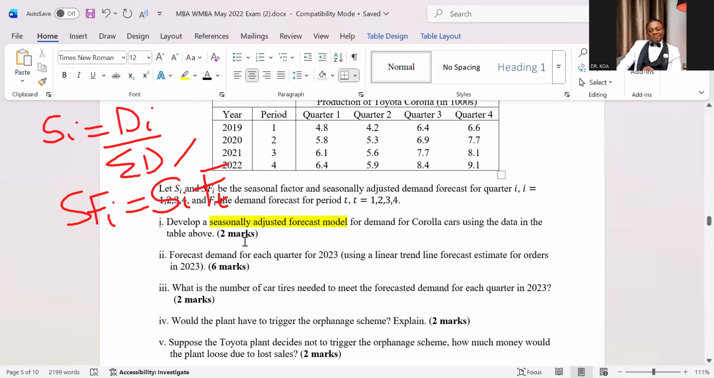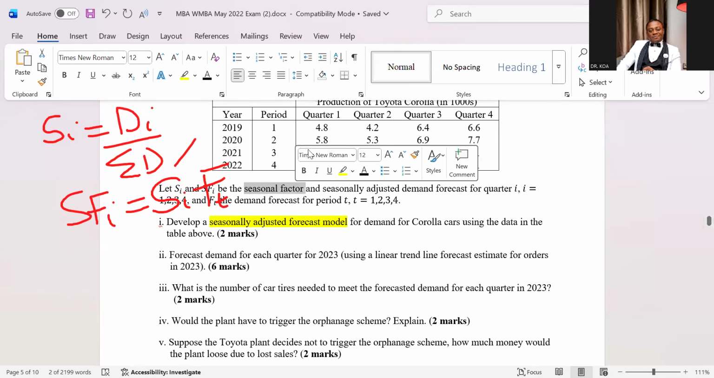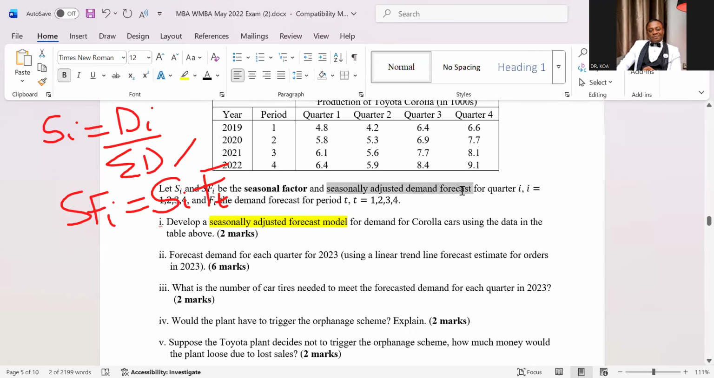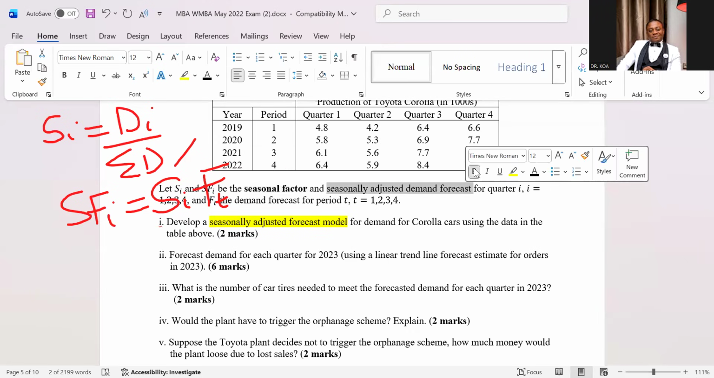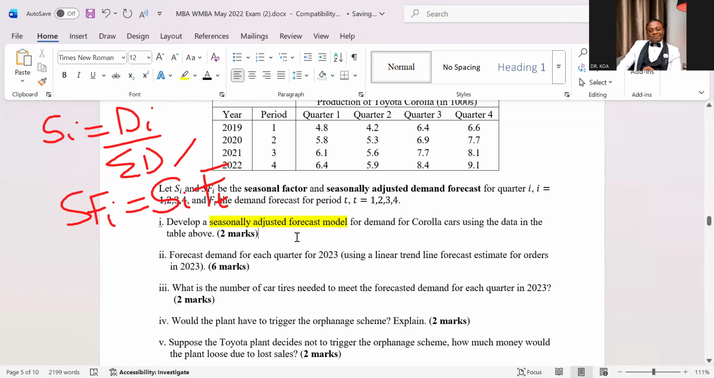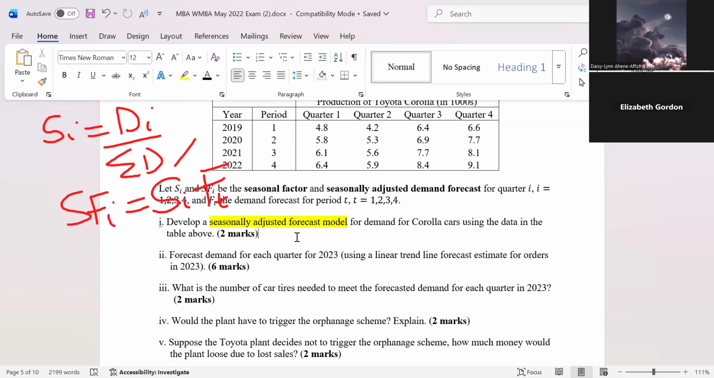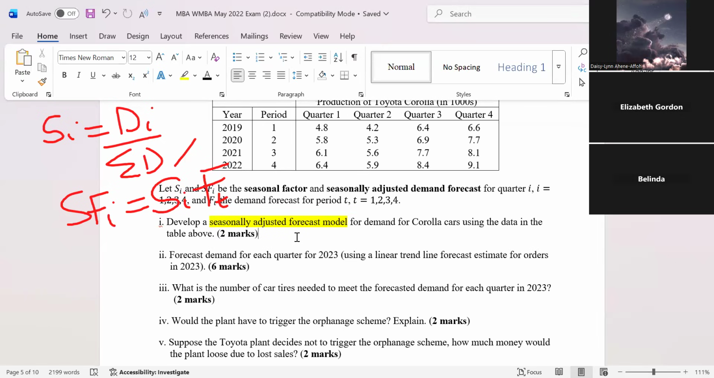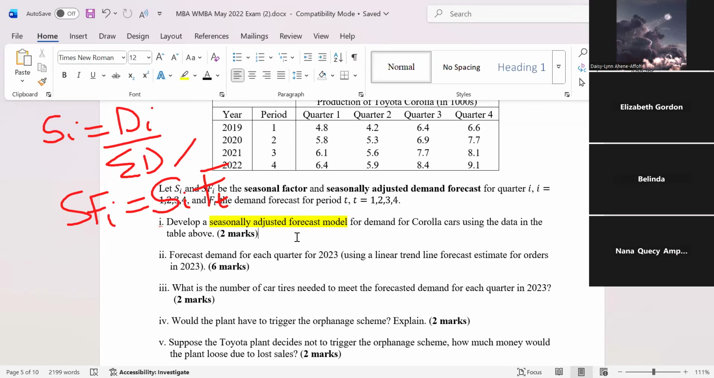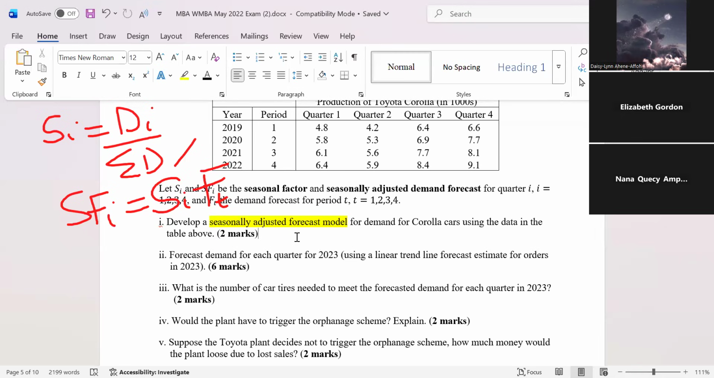So I just want you to understand the difference between these two. This is very, very important to me. The seasonal factor and the seasonally adjusted demand forecast. These two, understand it. If you don't understand, raise your hand. It's better you understand something so well than to get so many things without understanding. So which one don't you understand? Belinda and Nana Kwesi.